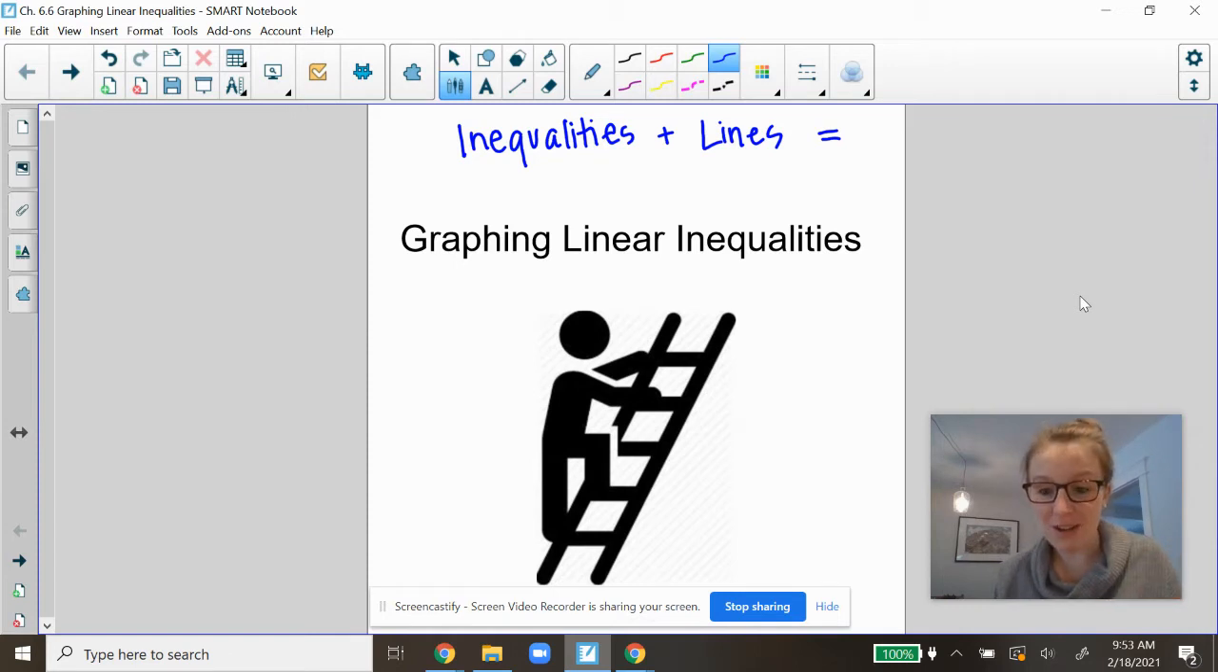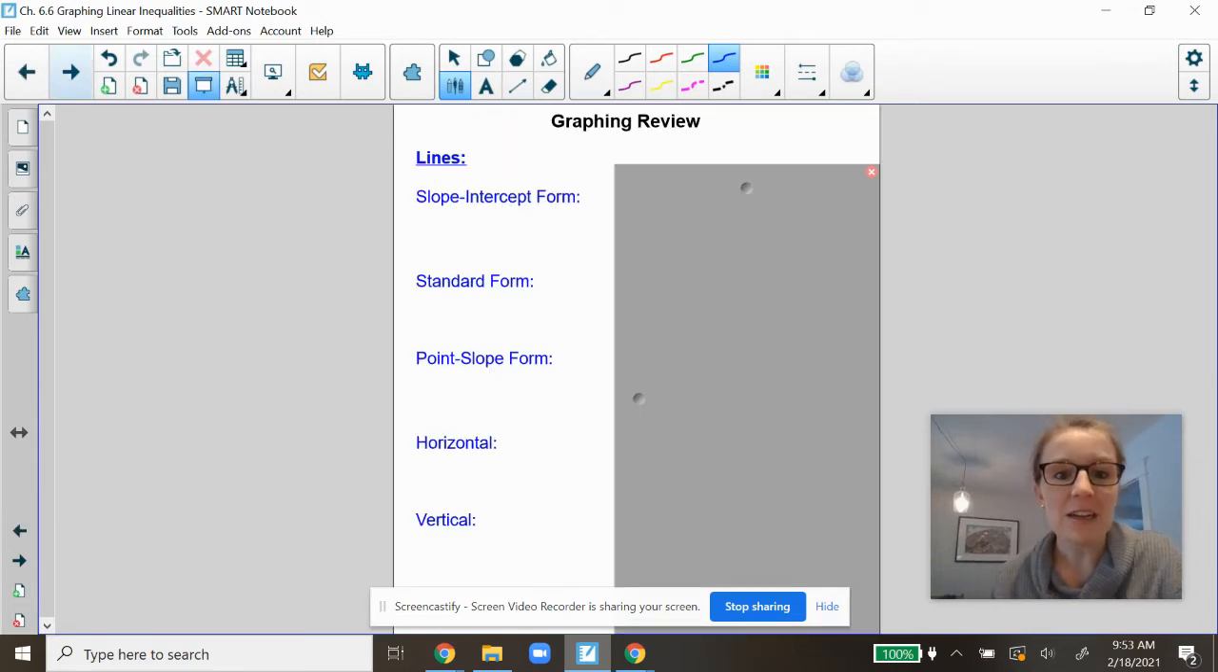You have learned inequalities on the number line. You've learned now how to graph lines on a coordinate plane. And so today we're going to combine both of those things, and you are going to learn how to graph linear inequalities. So just a quick recap. Let's go through all of the graphing things that you have learned so far this year.